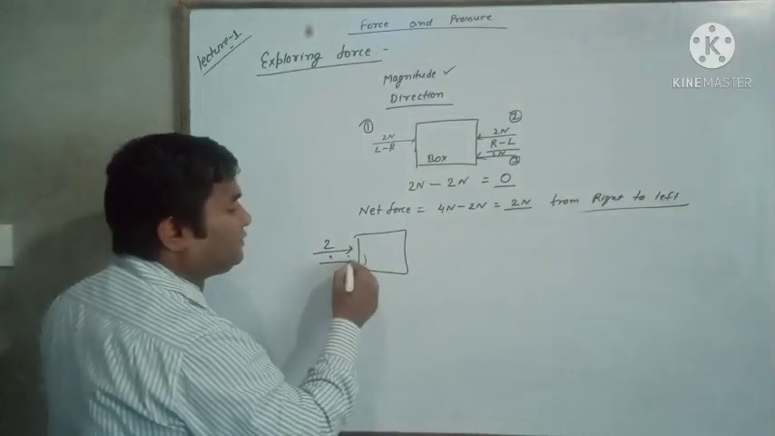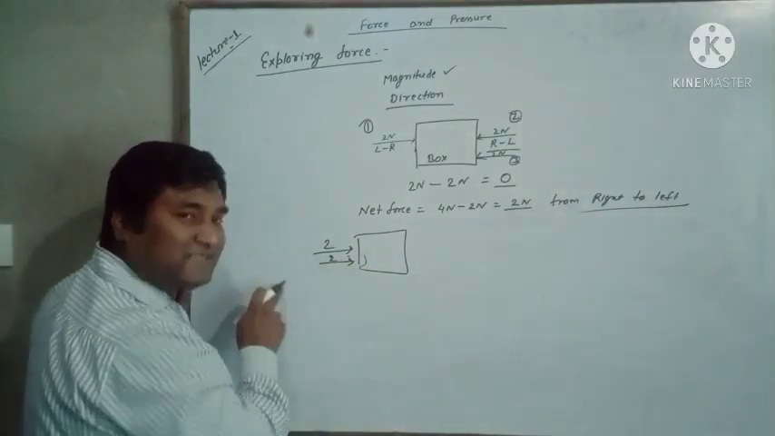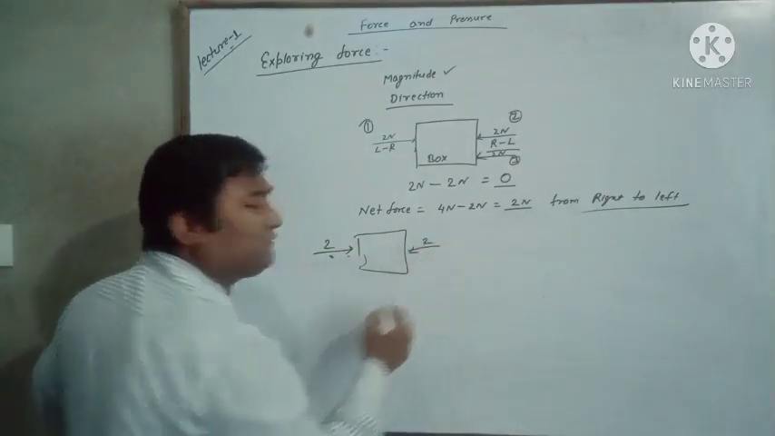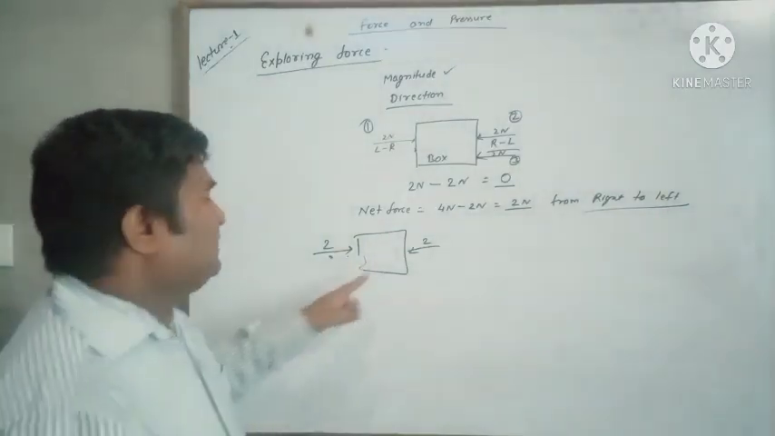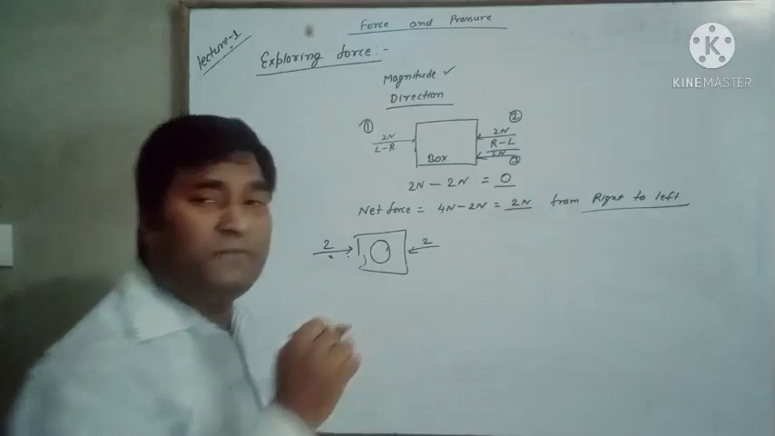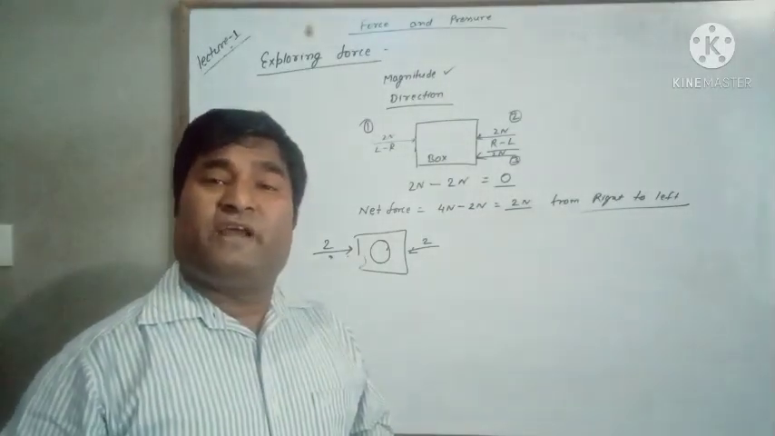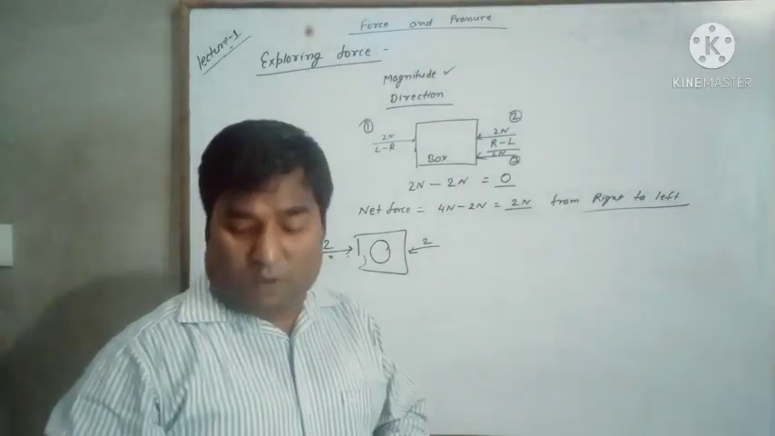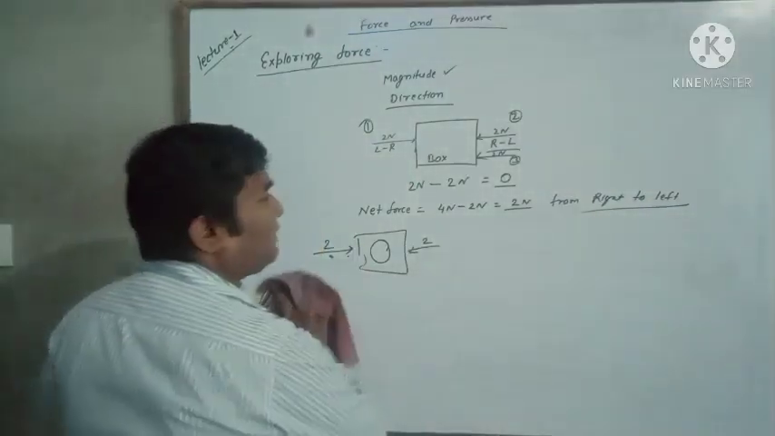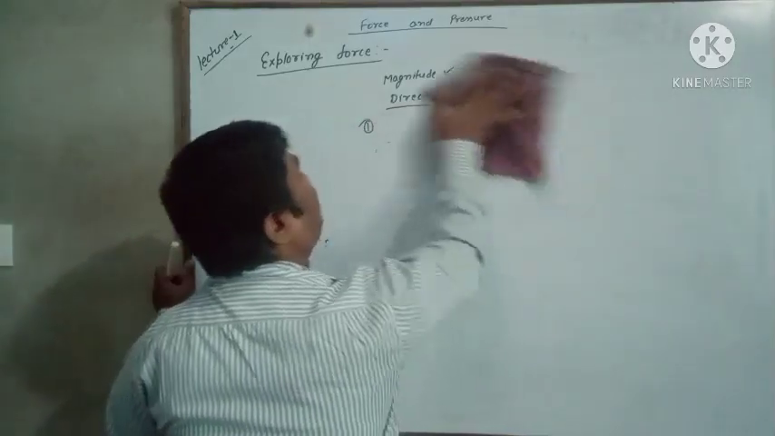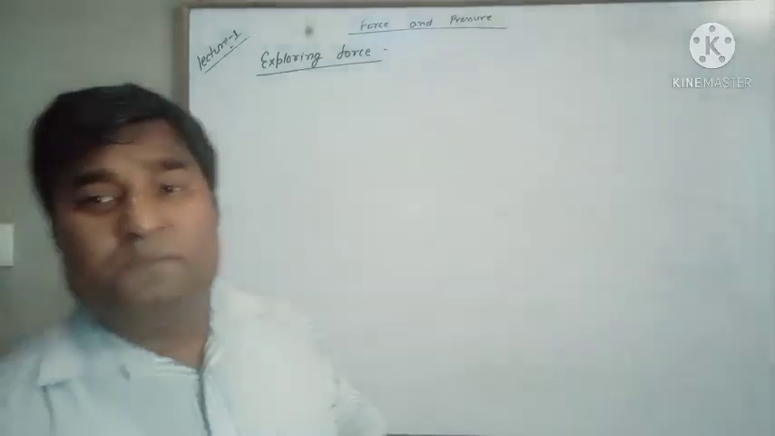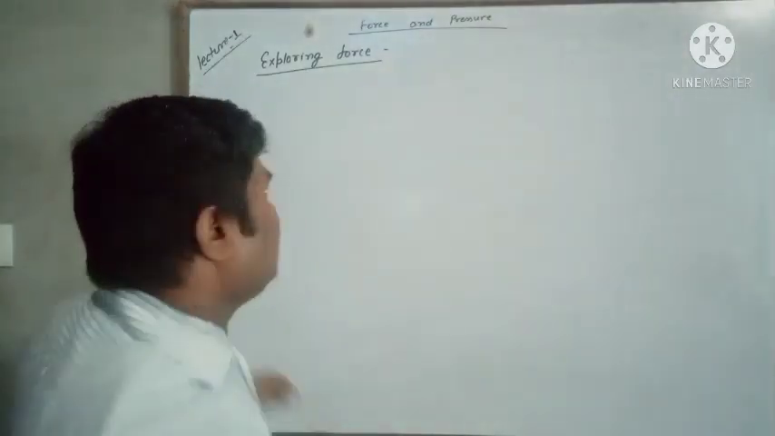For example, when both of you were applying force from the same direction, you moved the box. But when both of you applied the force from opposite directions, you could not move the box because the resultant force on the box was zero. So whenever we are talking about force, we are talking about magnitude as well as direction. Both are equally important.